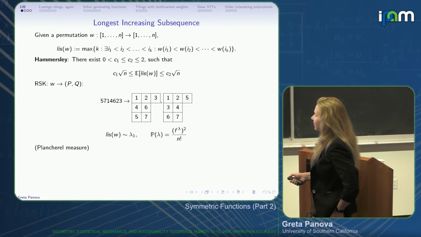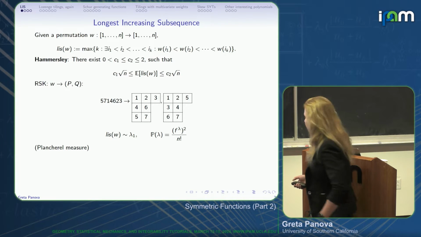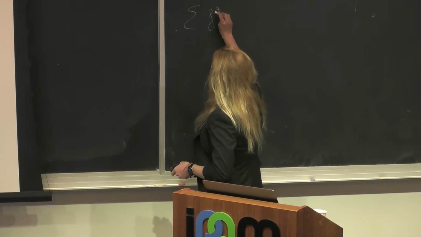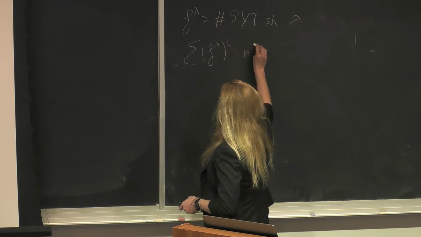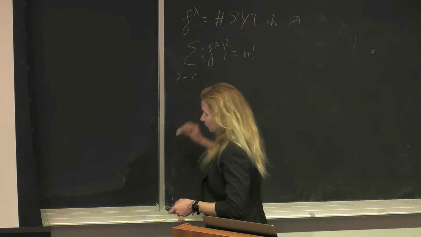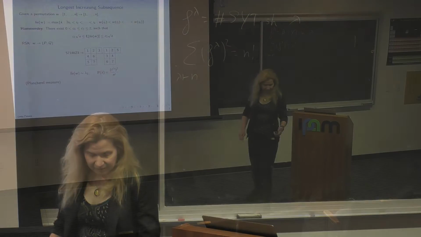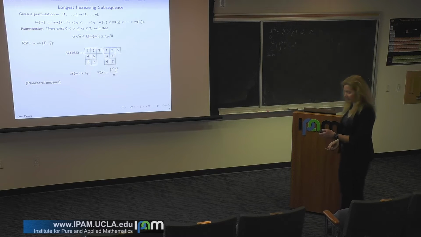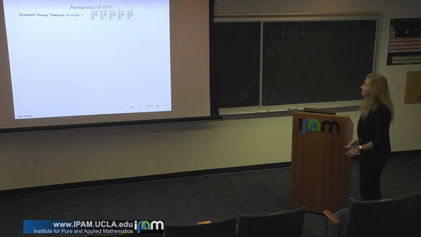And so this measure here, first of all, this is a probability measure. It might not be obvious, but last time we wrote this identity, so it does sum up to 1. This is called the Plancherel measure. So let's try to analyze what happens with this.